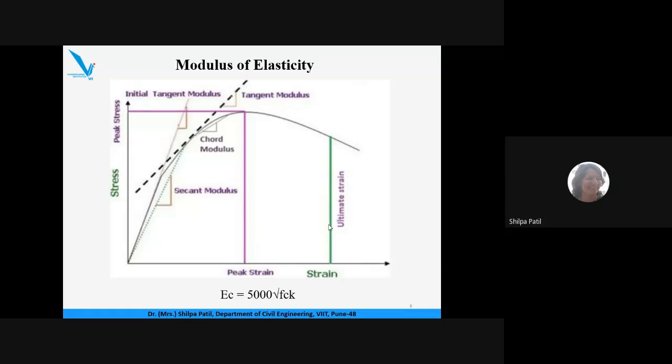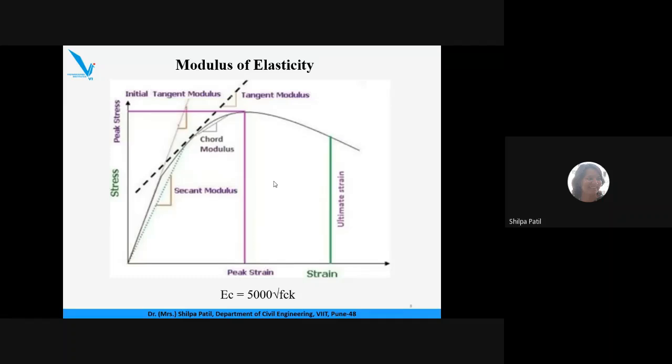But like steel, for concrete, we cannot find out the modulus of elasticity directly and very easily. This is because the stress strain curve for concrete is not linear. It is continuously non-linear. If you are looking at this particular diagram, the curve is continuously non-linear. So we are not getting any linear portion in the curve, and because of that, we cannot find out simply what is the slope of that linear part, which will give us the modulus of elasticity value.